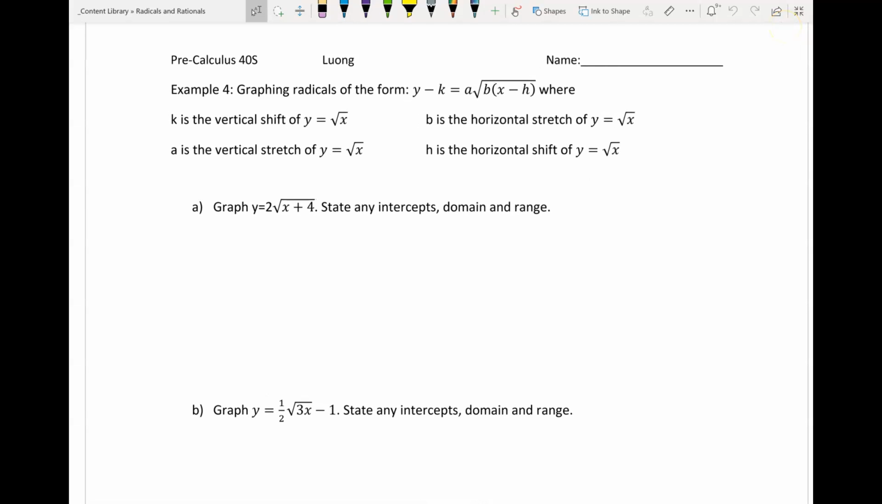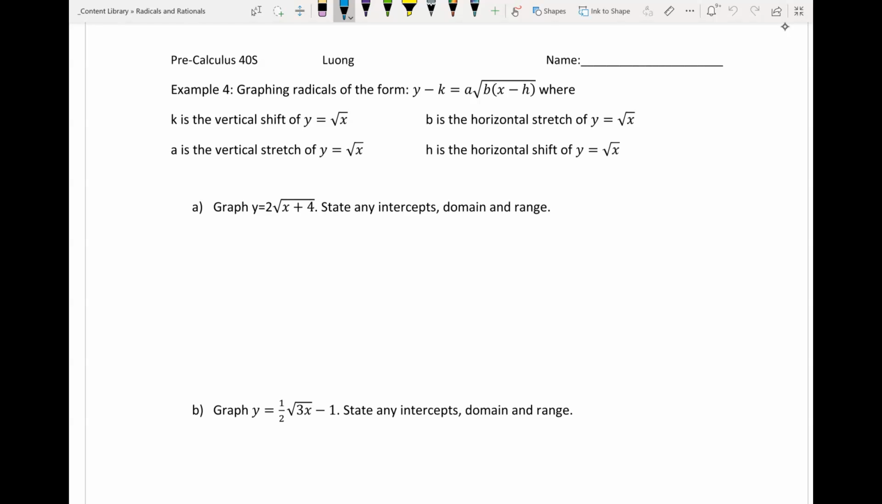Welcome to our lesson on graphing radicals. So we're just going to continue on from the previous lesson. I just broke up the two different topics into two lessons, but they are kind of similar to each other. In this case, we are going to graph our radical when we're given the equation.